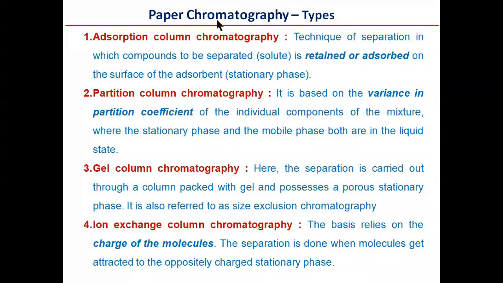And the fourth one is ion exchange column chromatography. The basis relies on the charge of the molecules. Ion exchange means cation exchange is for cations, anion exchange is for anions. Let's say, for example, if you want to separate cationic components in the mixture, we have to put the cation exchange resin in the column. So this cation exchange resin separates the cations in the mixture. The separation is done when the molecules get attracted to the oppositely charged stationary phase. So this is the ion exchange column chromatography.